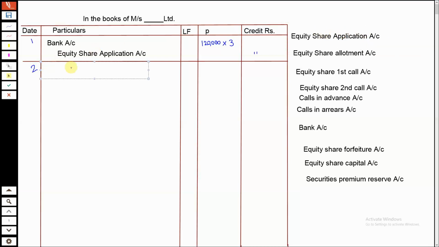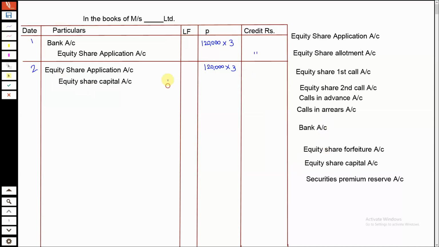So equity share application account debit with the same amount, 1,20,000 shares into 3, and credit will go to few accounts. First of all, whenever we pass the second journal entry, we need to transfer the amount to the equity share capital account, and the shares which are actually getting allotted, जितने shares लोगों को दिए गए हैं, that much amount will get transferred to equity share capital.